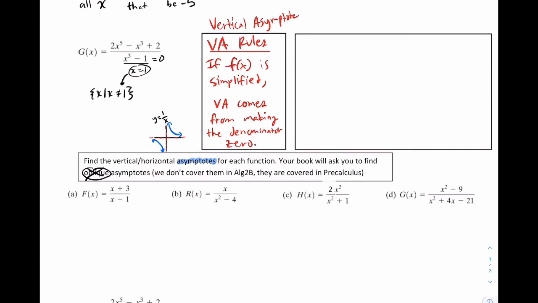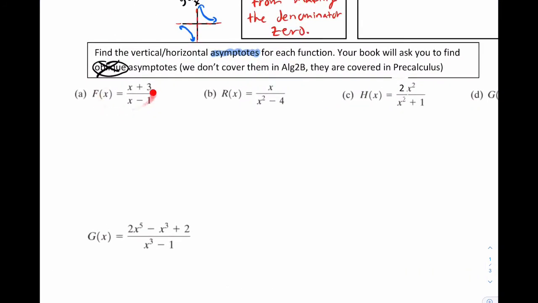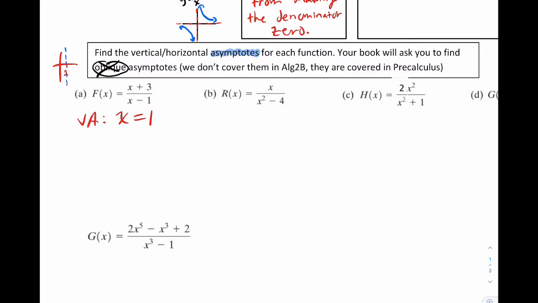So that's all you have to know for vertical asymptote. If it's simplified, just make the bottom 0. So take a look at this. Look at this thing. Yes, it's simplified because it can't go any further. You write VA, and it's important, right? X equals 1. Okay, so we need to have this x here because that means there's a vertical line that's your asymptote at 1. So here's 1, and then there's a vertical asymptote happening like this.